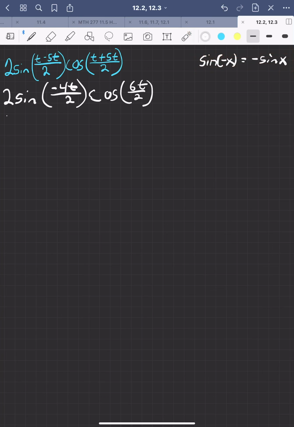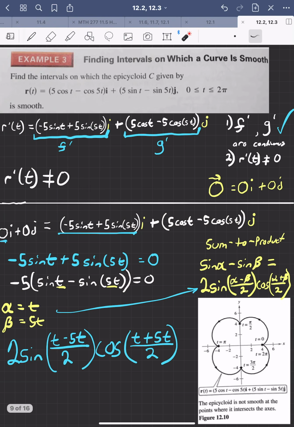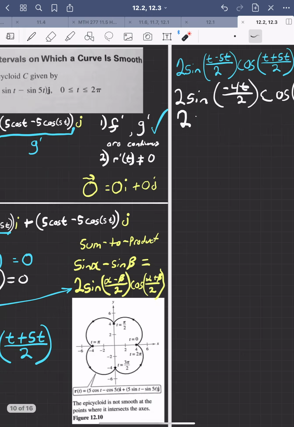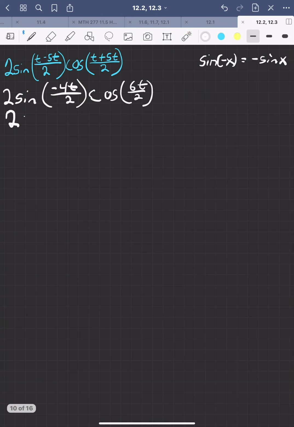So what we have right now, one of the things I need to make sure I do not forget about is my negative 5. Remember that I had factored it out, so I'll get back to that in just a second. But I have 2 sine of negative 2t cosine of 3t. All right, and we still have it set equal to 0.